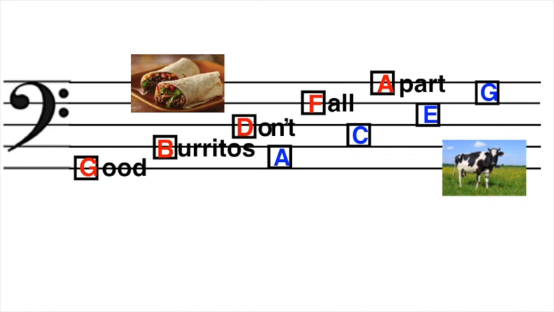The spaces of the bass clef are represented by the letter names A, C, E, and G. And the mnemonic or phrase that we'll say for that is all cows emit gas, which is sad but true.